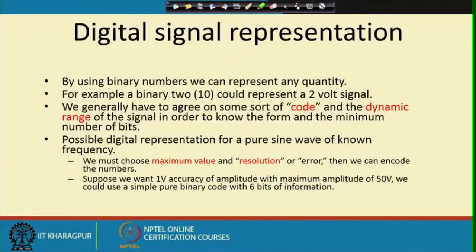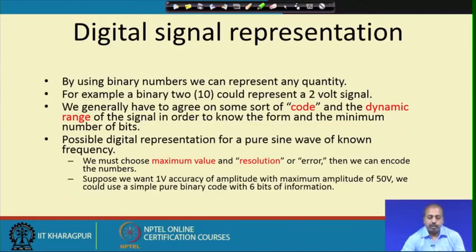So, this way we can think about this range, that is, what values the signal can pick up dynamically. We must know that, and accordingly we have to decide the minimum number of bits that we will be using for storing that information. Consider a possible digital representation of a pure sine wave of known frequency. For that purpose, we must choose the maximum value, that is, what is the maximum peak that we have, and the resolution or error, that is, at what difference of values you are going to take.